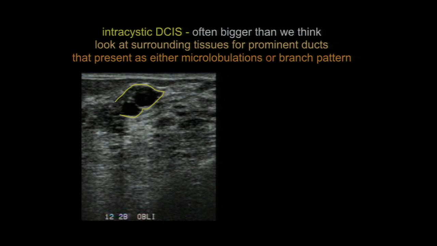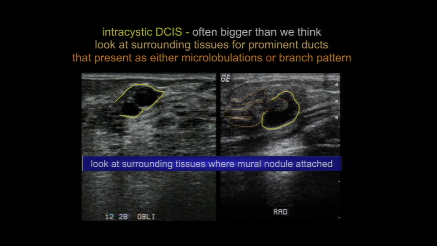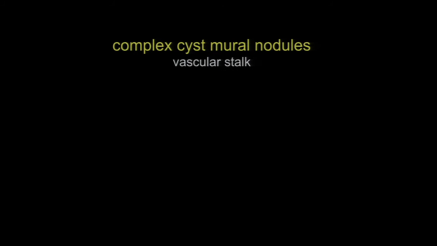Now, it's important to look in the tissue surrounding the lesion. If you get an absent capsule and there's DCIS, many times there's more going on in the surrounding tissues than there is inside the cyst itself. Here we've got an extensive branching pattern going on. So once you see that the capsule is absent along the point of the mural nodules, take your eyes outside the cyst and look for non-mass findings or weak findings in the surrounding tissues.